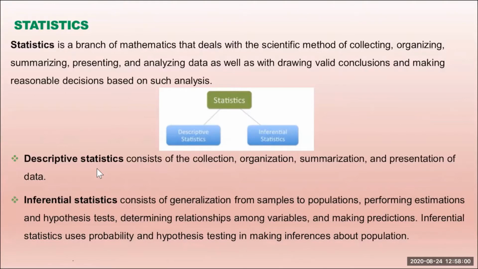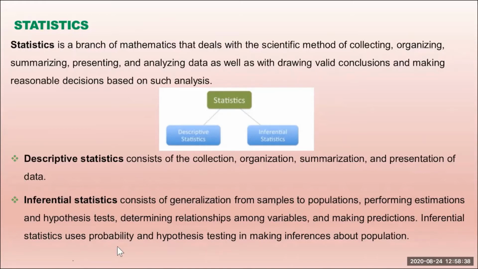Whereas the second part of the statistics is called the inferential statistics. In inferential statistics, what we do is we use the result from the sample, from a small group, and make informed decision about the entire population. That is the inferential statistics. So we say inferential statistics consists of generalization from sample to population, performing estimations and hypothesis test, determining relationships among the variable, and making prediction. So mostly in interpretation of the data, we use the inferential statistics.